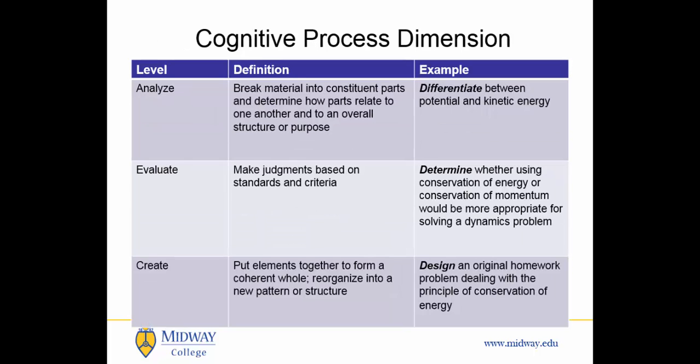Presented here are the higher order thinking skills. The higher order thinking skills require basic foundational knowledge found in the lower order cognitive processes. Analyze means to break material into constituent parts and determine how the parts relate to each other and to the overall structure of the idea. A learner evaluates when they are able to make judgments based on standards and criteria. And finally, when a learner puts elements together to form a coherent whole or reorganize knowledge into a new pattern, they are said to have created.